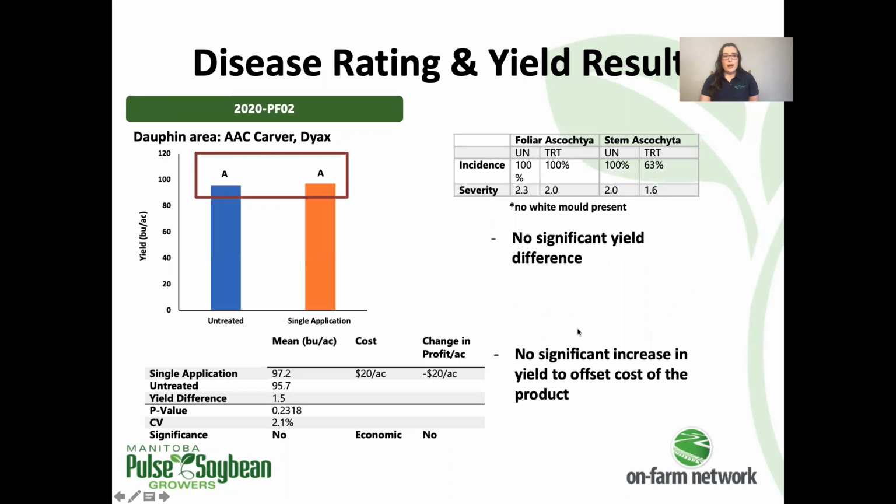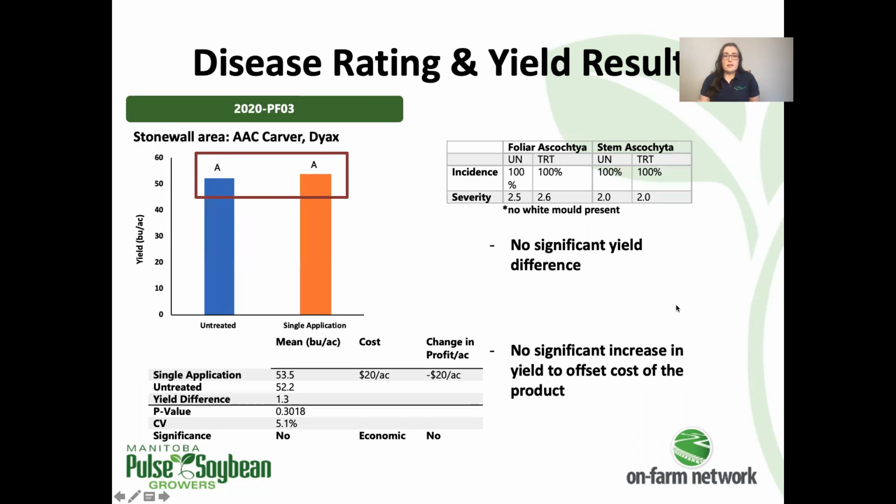Okay, so this next trial also compared a single application of Dyax to untreated peas. This was in the Dauphin area. Very similar story here. So we have low levels of Ascochyta present throughout the whole trial. No white mold was found here. Again, no significant yield response, so we're not getting that boost in income to offset the cost of that product.